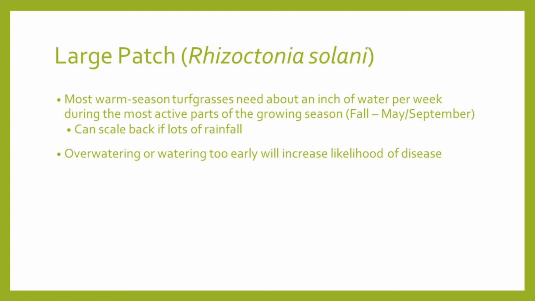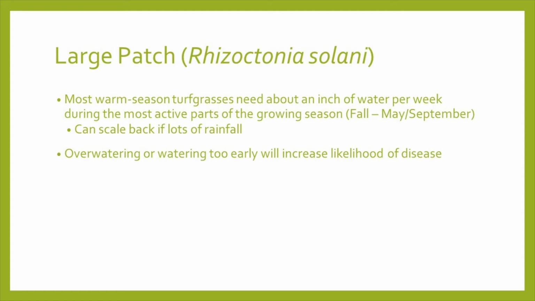And so, you can base your watering requirements around evapotranspiration rates. The Texas ET Network is a great resource to help you figure out exactly what that looks like. Also, as kind of a general rule of thumb, most of the warm season turf grasses don't need more than about an inch of water per week during the most active parts of the growing season, which fall between about May and September. And that should be adjusted based on rainfall.